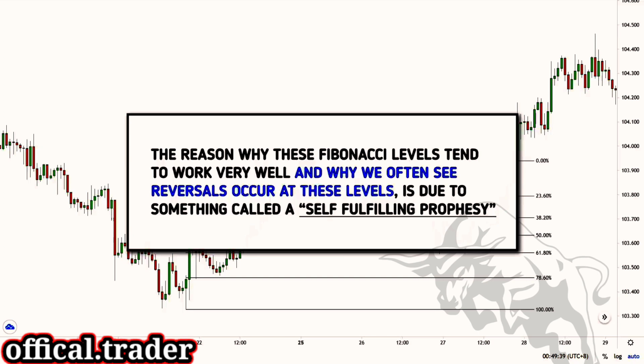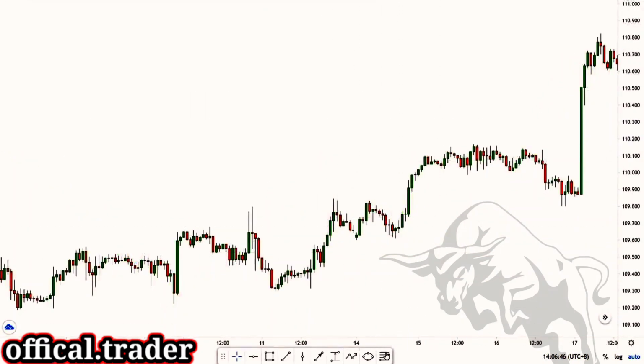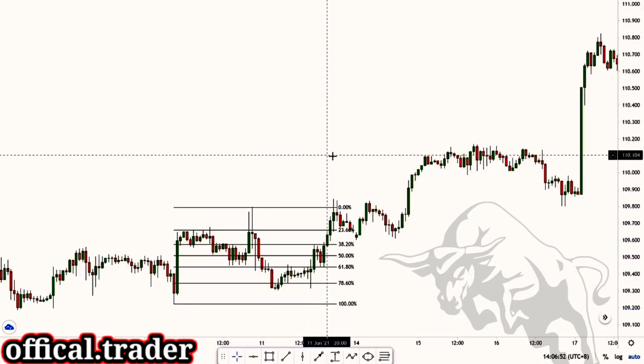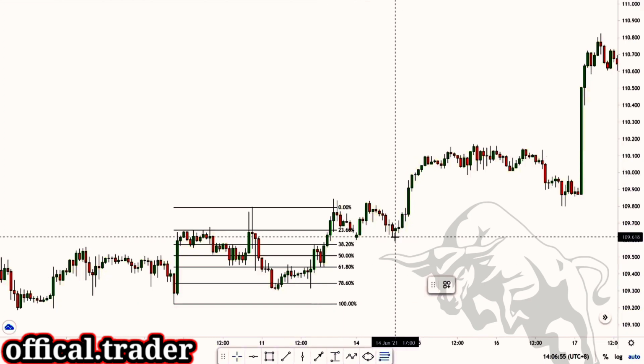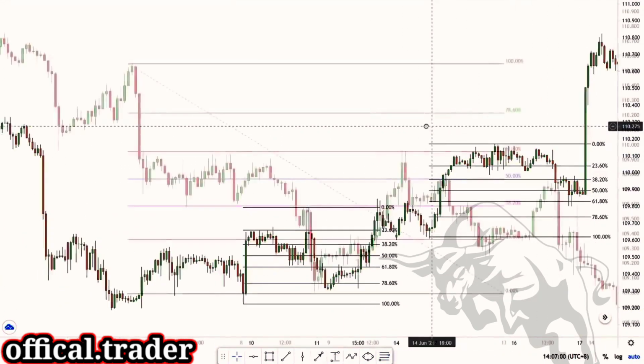The reason why these Fibonacci levels tend to work very well, and why we often see reversals at these levels, is due to something called a self-fulfilling prophecy. Fibonacci levels are used by many different kinds of traders on many different time frames, and because we have lots of traders all looking at the exact same levels on their chart, this is what causes these levels to become significant.